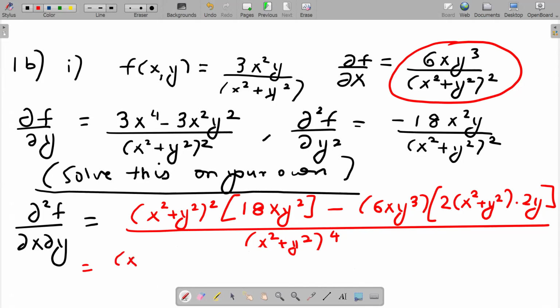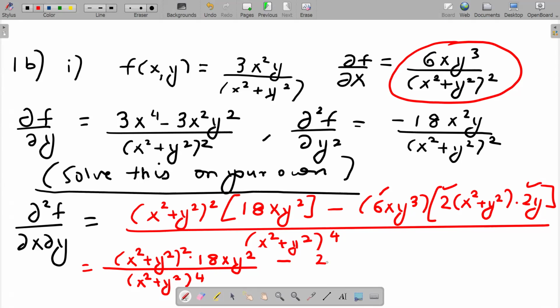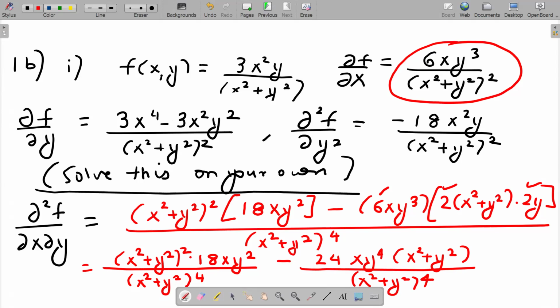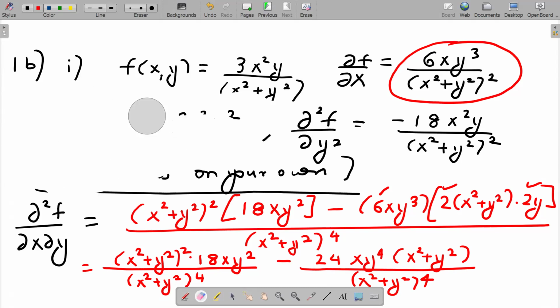So I can write (x square plus y square) whole square times 18xy square over (x square plus y square) to the power 4. I'm separating it: minus 6 into 2 into 2 makes it 24 xy cube times y makes it xy to the power 4, times (x square plus y square) over (x square plus y square) to the power 4. So students can see, I am erasing this particular portion off now.